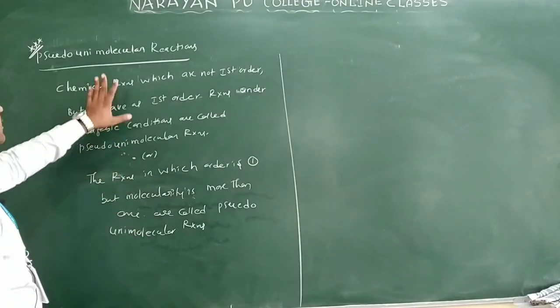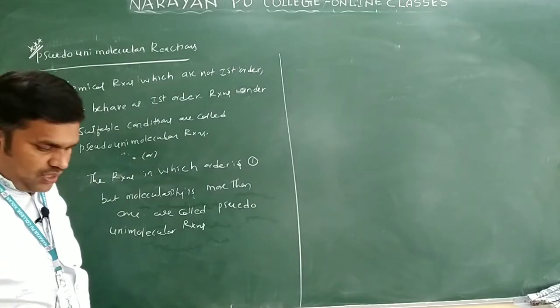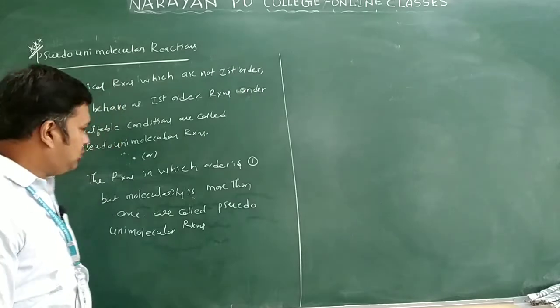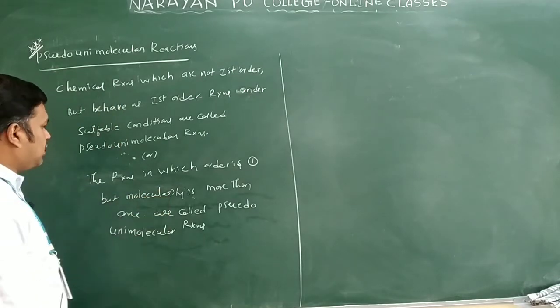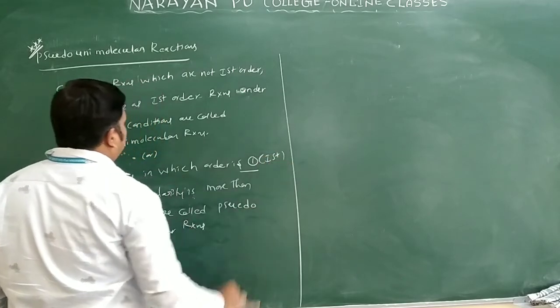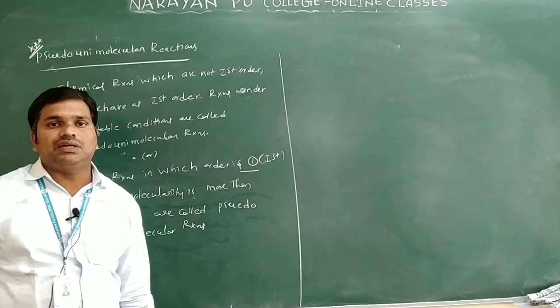Next, this is pseudo unimolecular reactions. What do pseudo unimolecular reactions mean? First, a simple definition: reactions whose order is 1, that is, first order reactions, and whose molecularity is more than 1, are called pseudo unimolecular reactions.